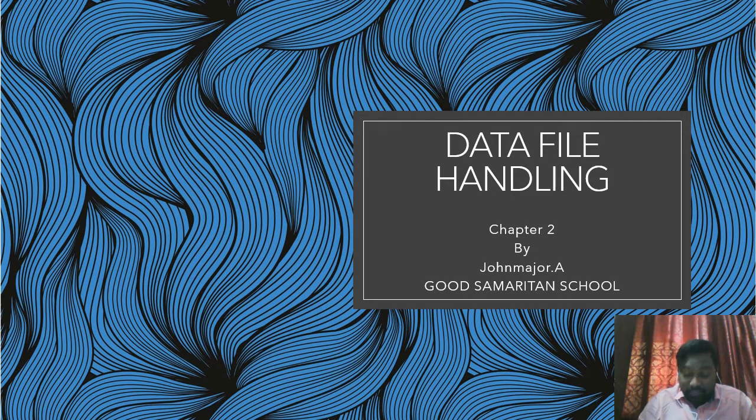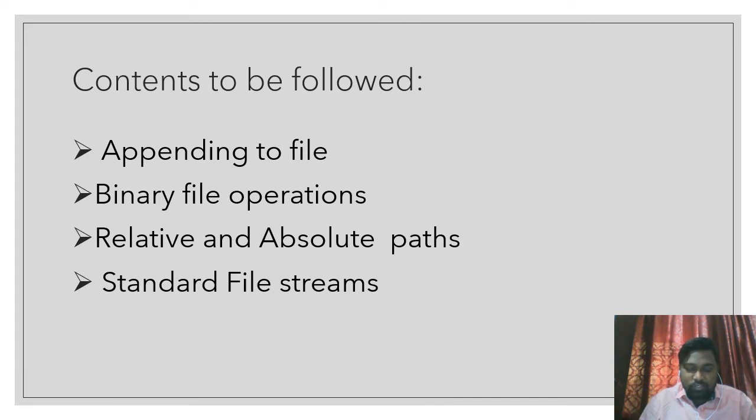All of you turn your page number to 4.15 for chapter 4.15 in your textbook. In today's class we are going to learn a few topics. They are appending to file, binary file operations, relative and absolute paths, and standard file streams. These are all the things that we are going to discuss and learn about deeply.